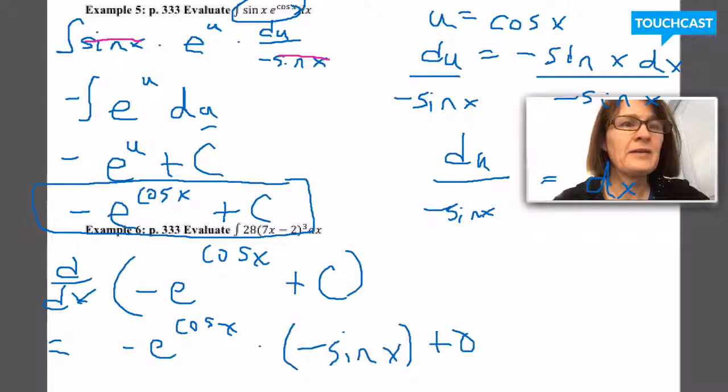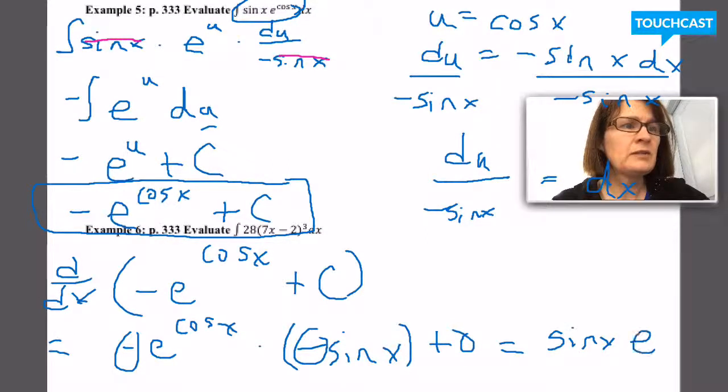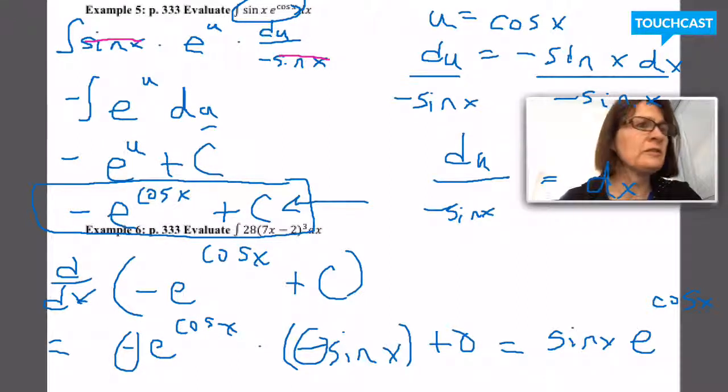Get me out of the way. And then watch what happens. I have this negative and this negative cancel out and leave me behind sine of x, e to the cosine of x, which is an exact match for the integrand I started with, which proves to me that that answer is the correct answer.